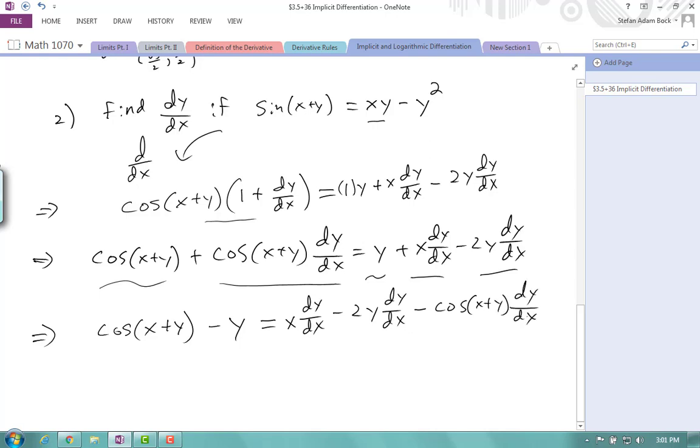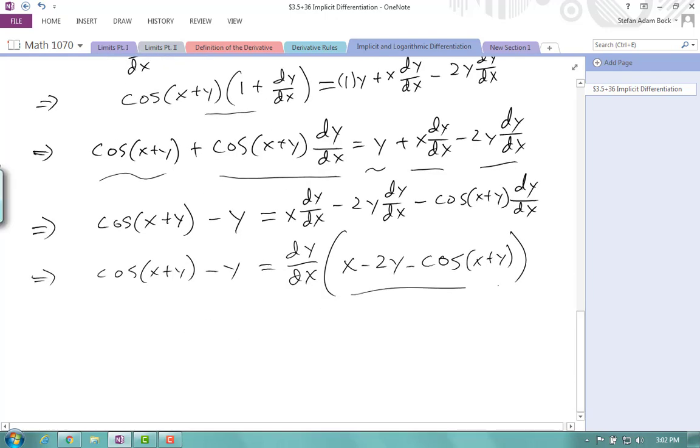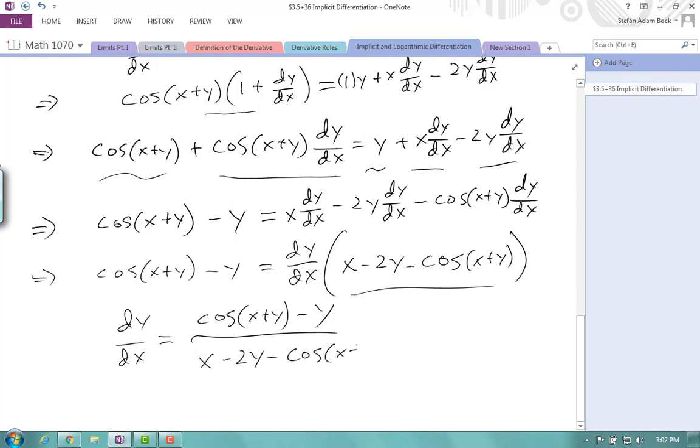And now I'll be able to do my factor and divide step. On the left, I now have dy over dx times the quantity x minus 2y minus cosine of x plus y. And I can divide, leaving me with dy over dx equal to cosine of x plus y minus y all over x minus 2y minus cosine of x plus y.